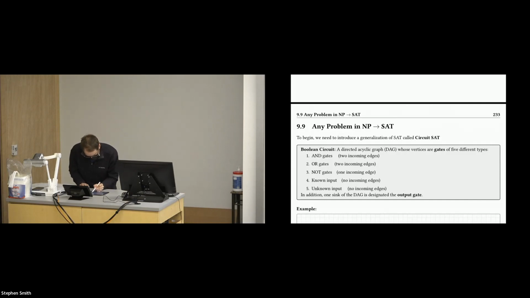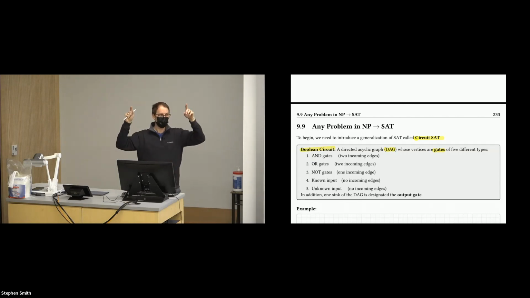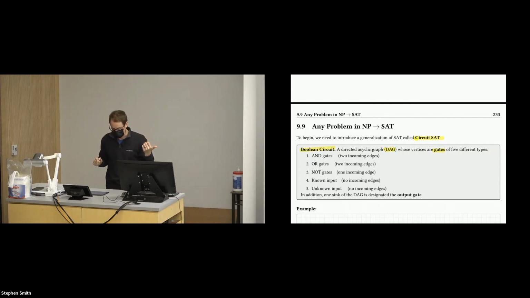So let's begin with circuit SAT. A Boolean circuit is a directed acyclic graph, a DAG, and its vertices are gates. The gates can be AND, OR, or NOT. AND has two incoming edges that you perform an AND on, OR also has two incoming edges, NOT has one. And then there are inputs. There are known inputs, which would just be true or false, things that are assigned. And there are unknown inputs, which we'll write with a question mark in them, and they can be assigned by us to be either true or false.